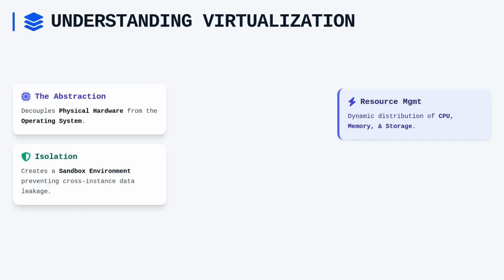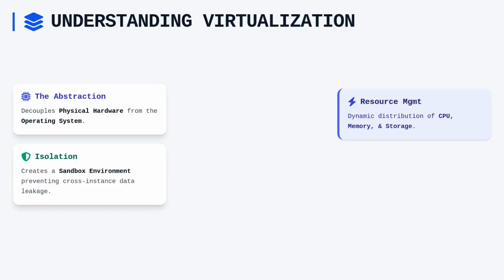This isolation is critical because it creates a sandbox environment for every virtual machine, preventing one instance from accessing the memory space or data of another. When you run a virtualized workload, the underlying physical processor perceives these guest operations as standard processes, yet the hypervisor manages the hardware scheduling to maintain performance and stability.